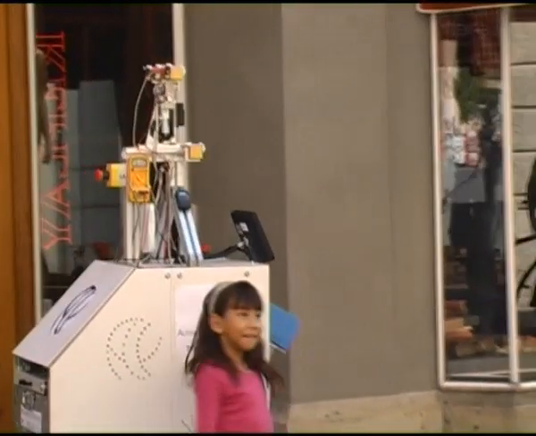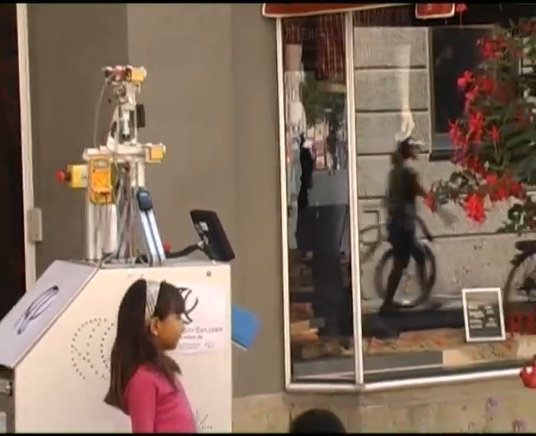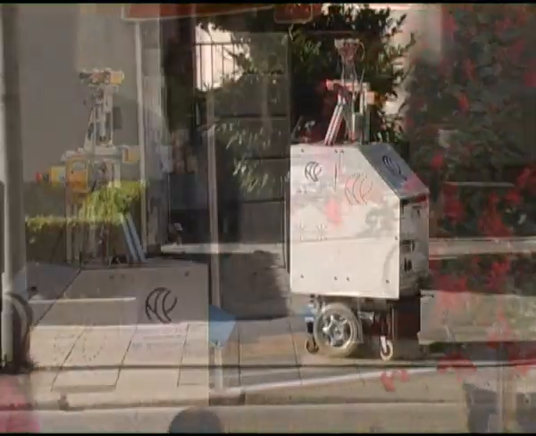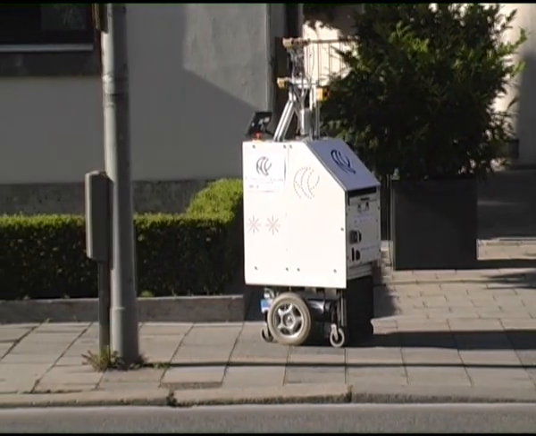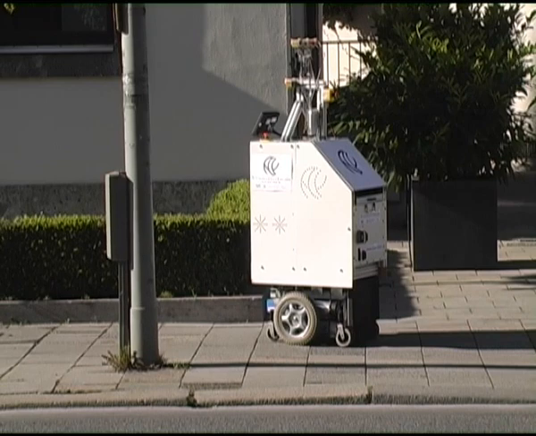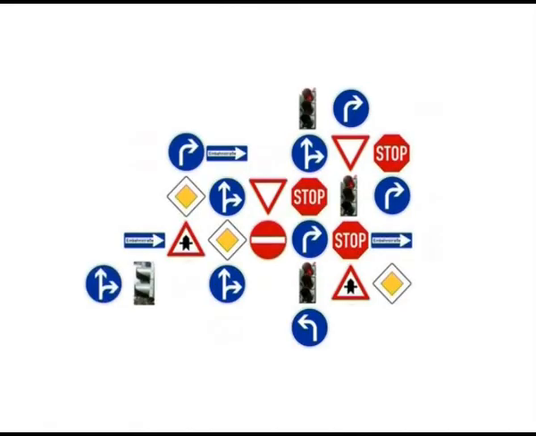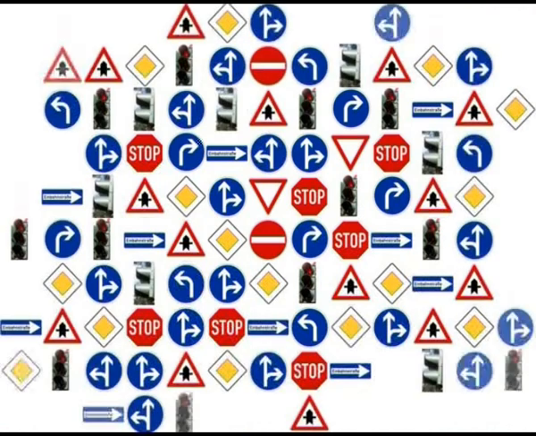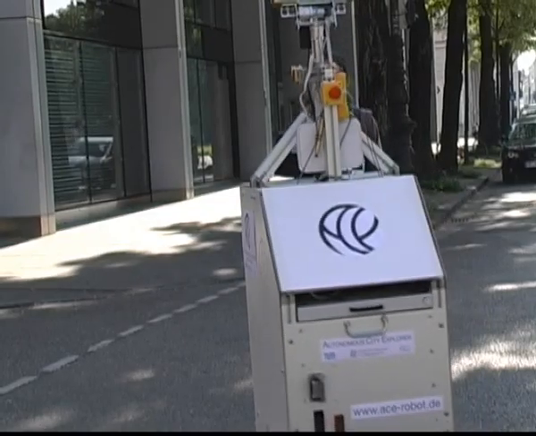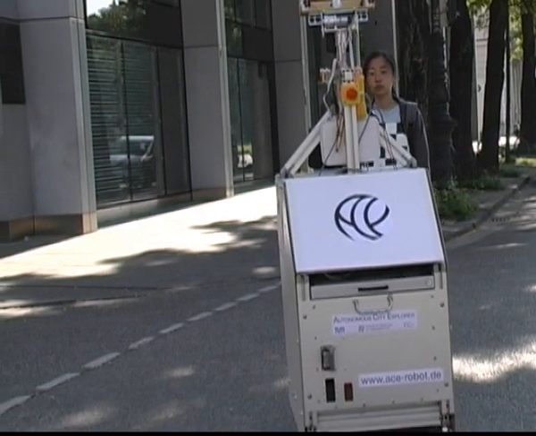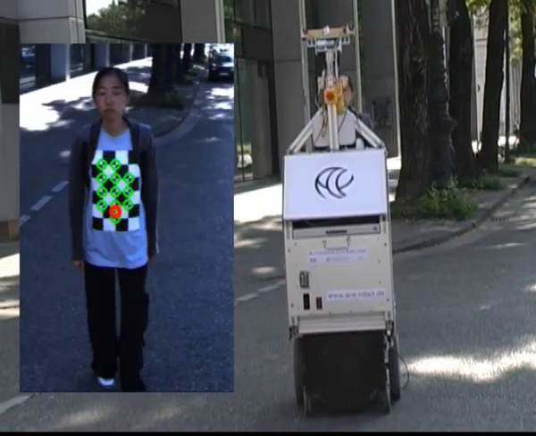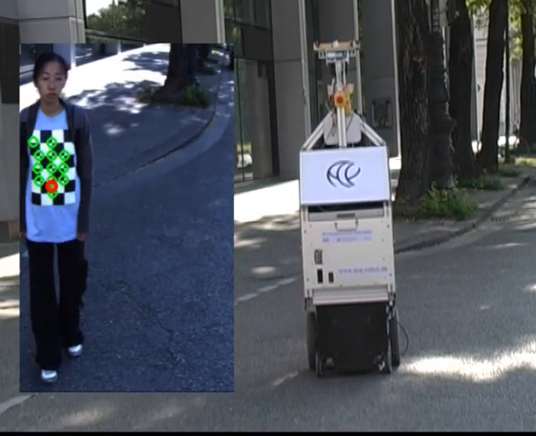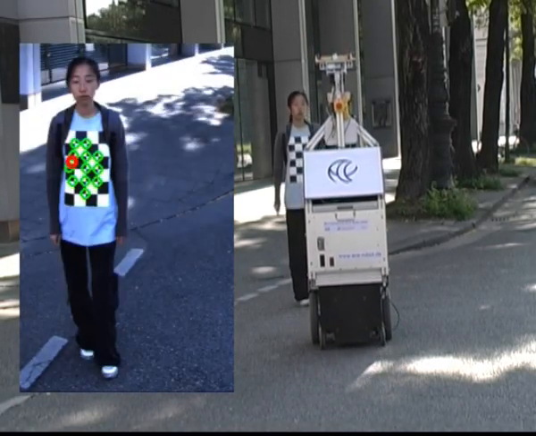For safety reasons, ACE cannot simply cross streets, but must stop at intersections and wait. It recognizes intersections by searching for patterns of traffic signs and traffic lights. The robot was trained with about 10,000 example images of traffic signs and lights to learn an abstract representation of the desired patterns. When crossing intersections, ACE has to follow a human for safety reasons. It does so by tracking a t-shirt with a chessboard pattern on it.